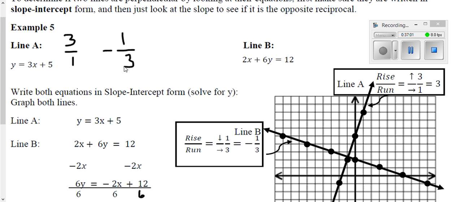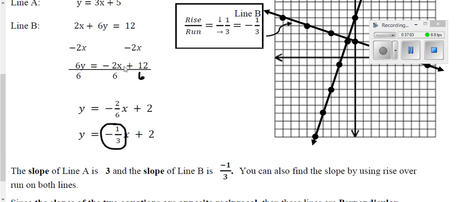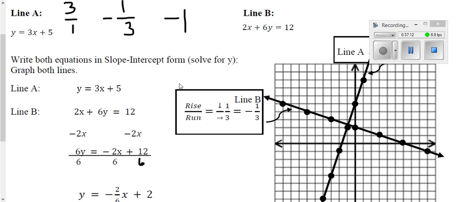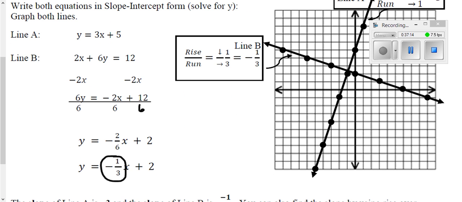3 and -1/3 are opposite reciprocals. If you want to double check, take and multiply 3 times -1/3 and you should get -1. So yes, these lines are perpendicular. They intersect at a 90-degree angle here.